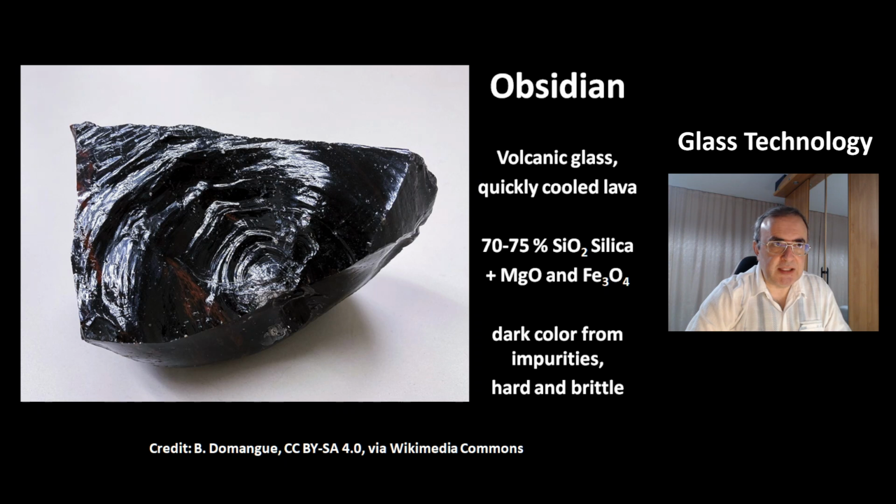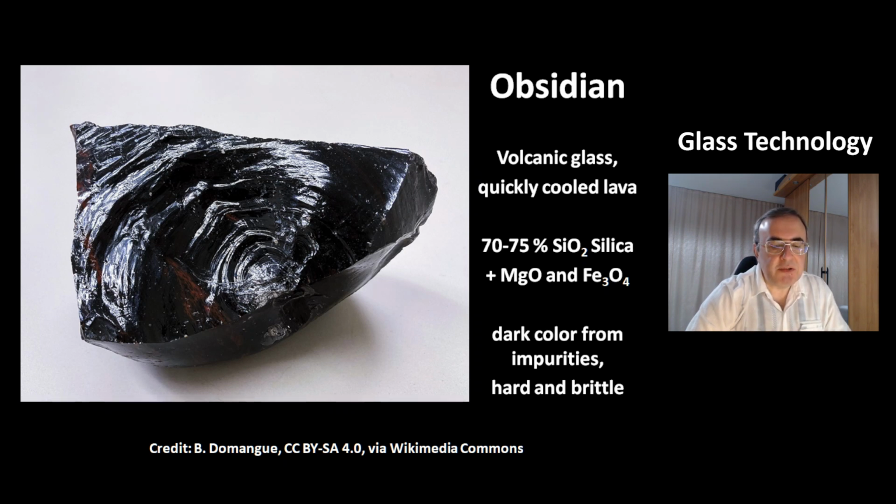This is a picture of Obsidian. That's a natural glass. It's a volcanic glass. It is made of quickly cooled lava. When material from the inner earth comes to the air, it is quickly cooled, then that's exactly the conditions that you need for the formation of glass.